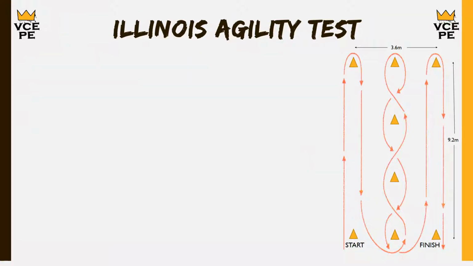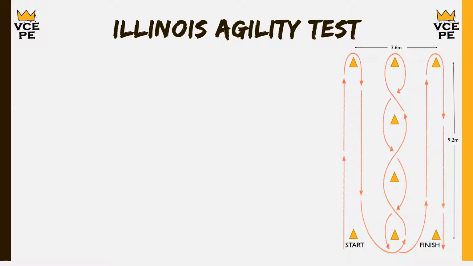So the first test that we're looking at is the Illinois Agility Test. Now, just really quickly, you can see on the right-hand side of the page the path that the athlete needs to run. They need to run from the start in a straight line up to the first cone, back down to the last cone. They need to weave through the 4 cones and back through them on the way back, up to the last cone, and then back through the finish.